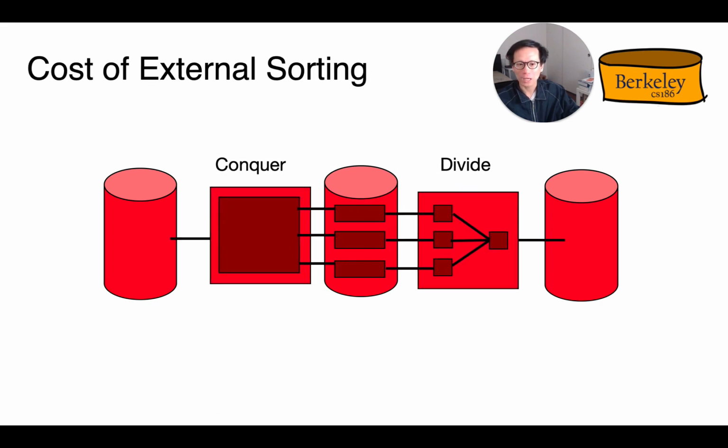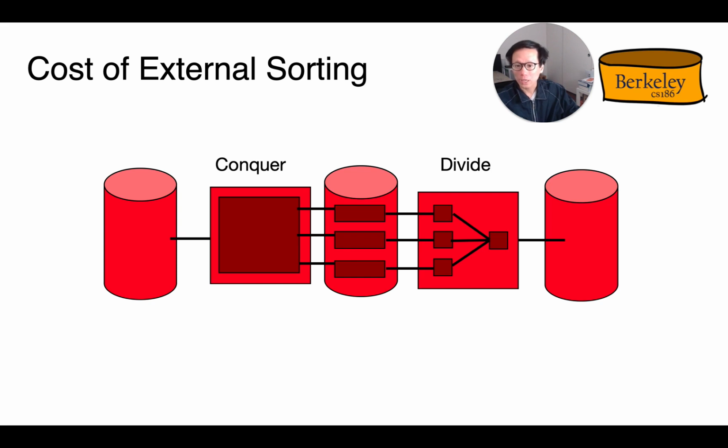For sorting, what happens is we read in b blocks, we conquer it by sorting it, and we write out a run. Then we do that again, and that's pass 0 of sorting. After that, we run the so-called divide phase, which really is the merge phase, where we put these runs together through merge to generate a sorted output.